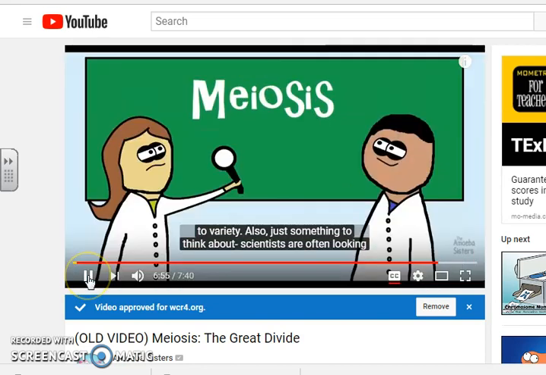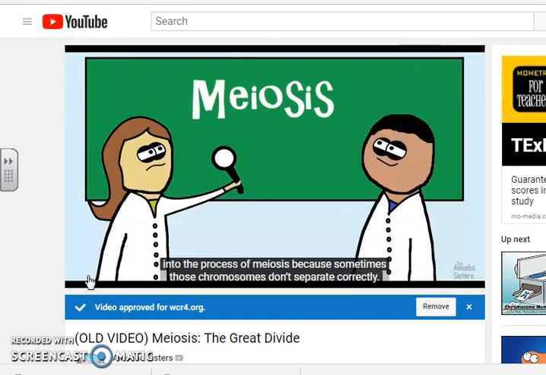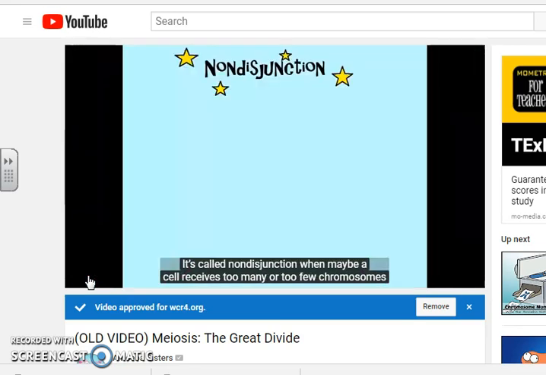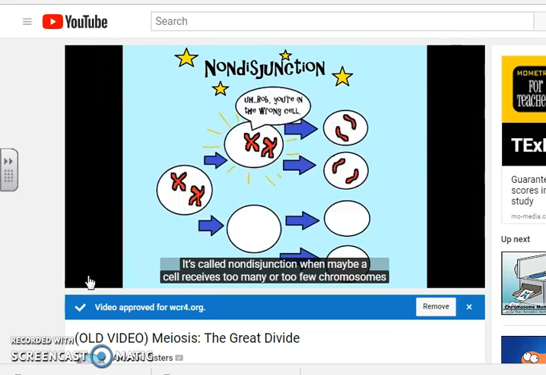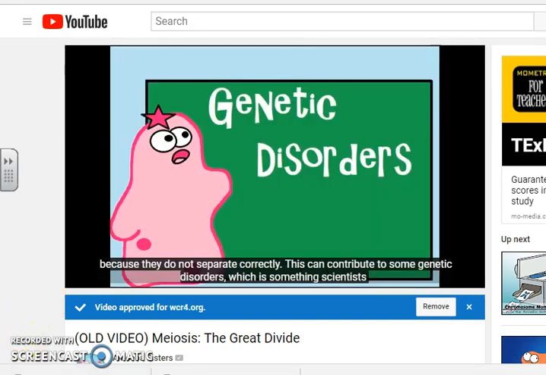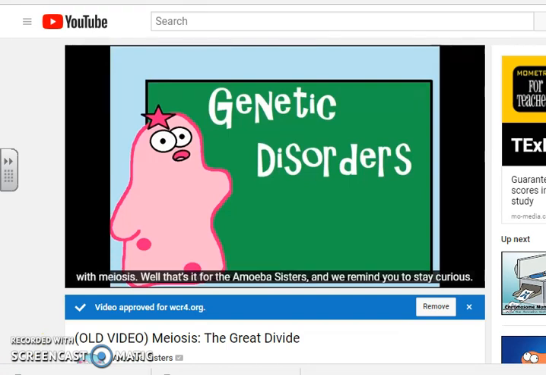Now, scientists are often looking into the process of meiosis, because sometimes those chromosomes, they don't separate correctly. It's called non-disjunction, when maybe a cell receives too many or too few chromosomes because they do not separate correctly. This can contribute to some genetic disorders, which is something scientists are often studying, and when we get to genetic disorders, we'll talk about that relationship with meiosis.